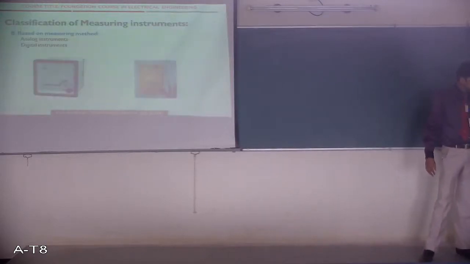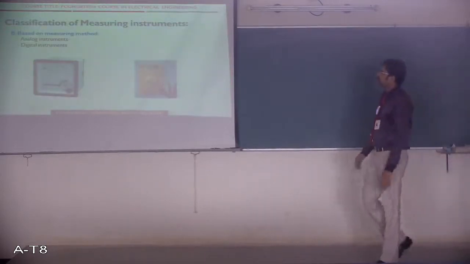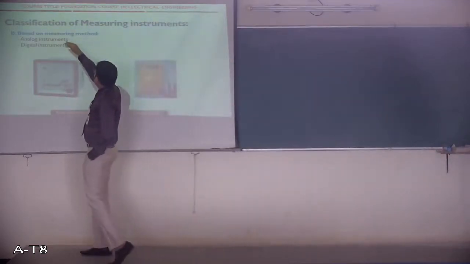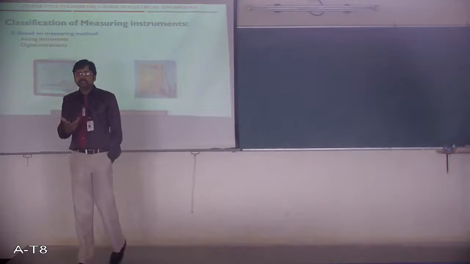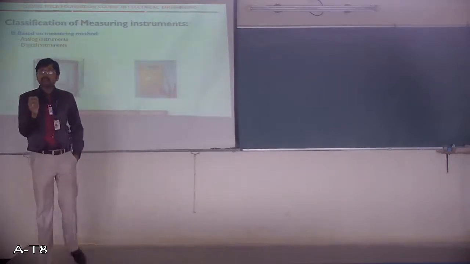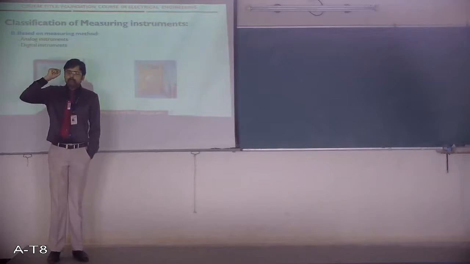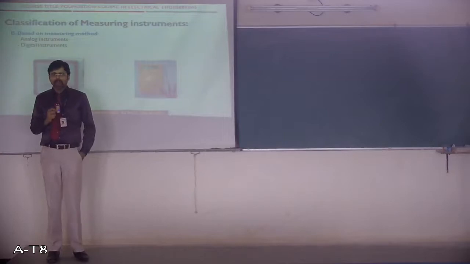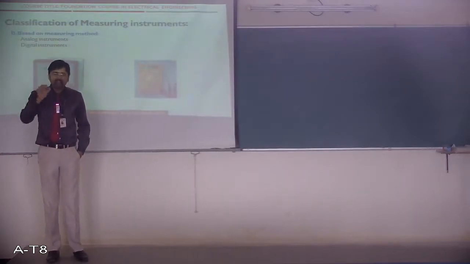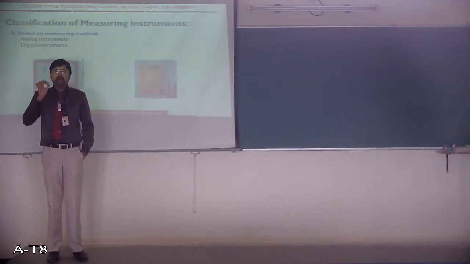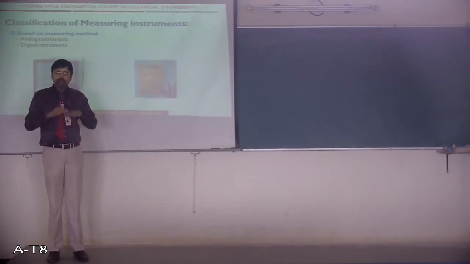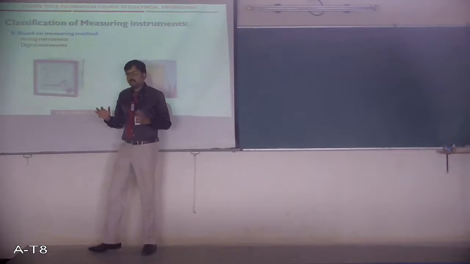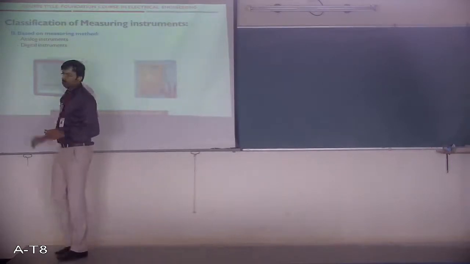The second way of classifying the measuring instruments is based on the measuring method. How do they measure it? Does their output depend continuously on the change in the given quantity, or do they take values randomly, or at discrete intervals? By this method you can classify these measuring instruments, again broadly, as analog instruments and digital instruments.